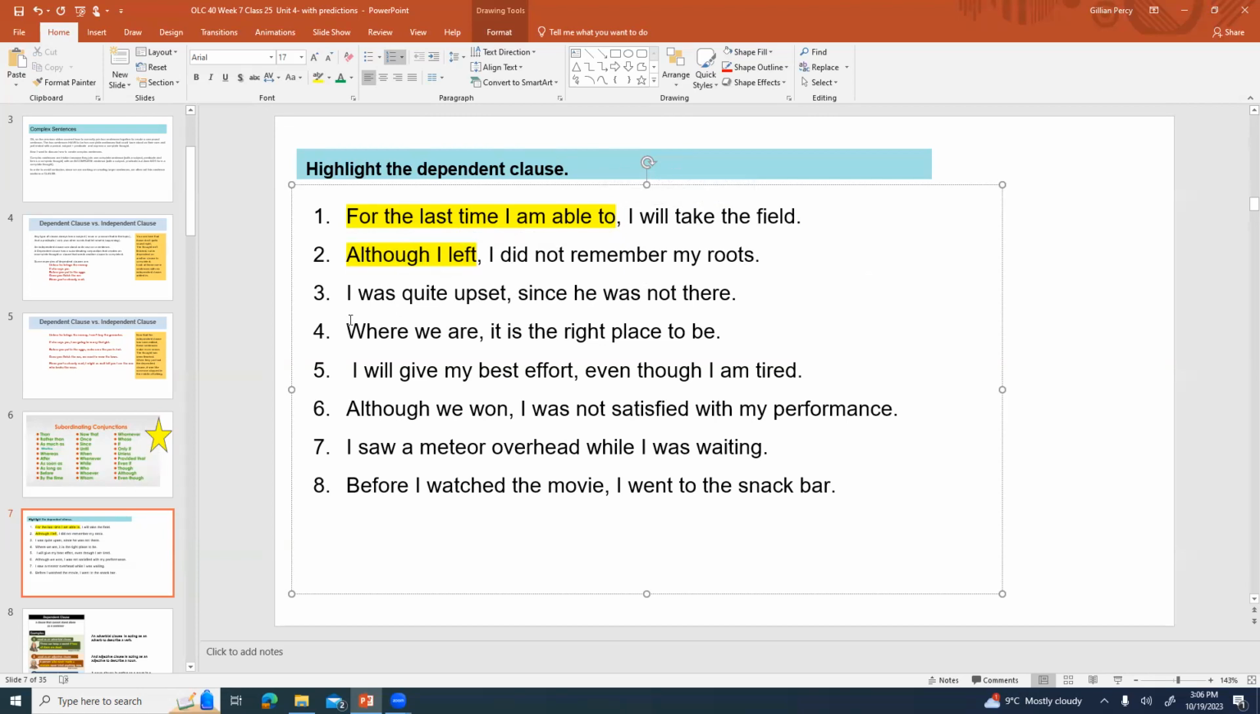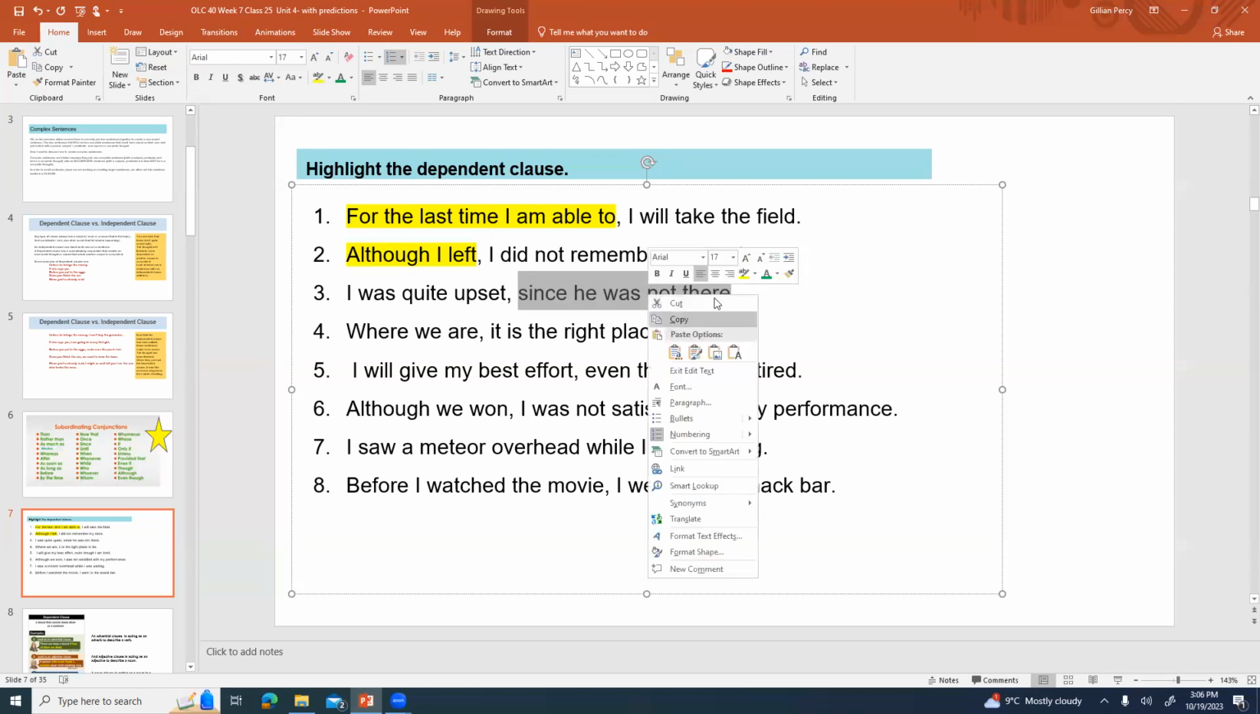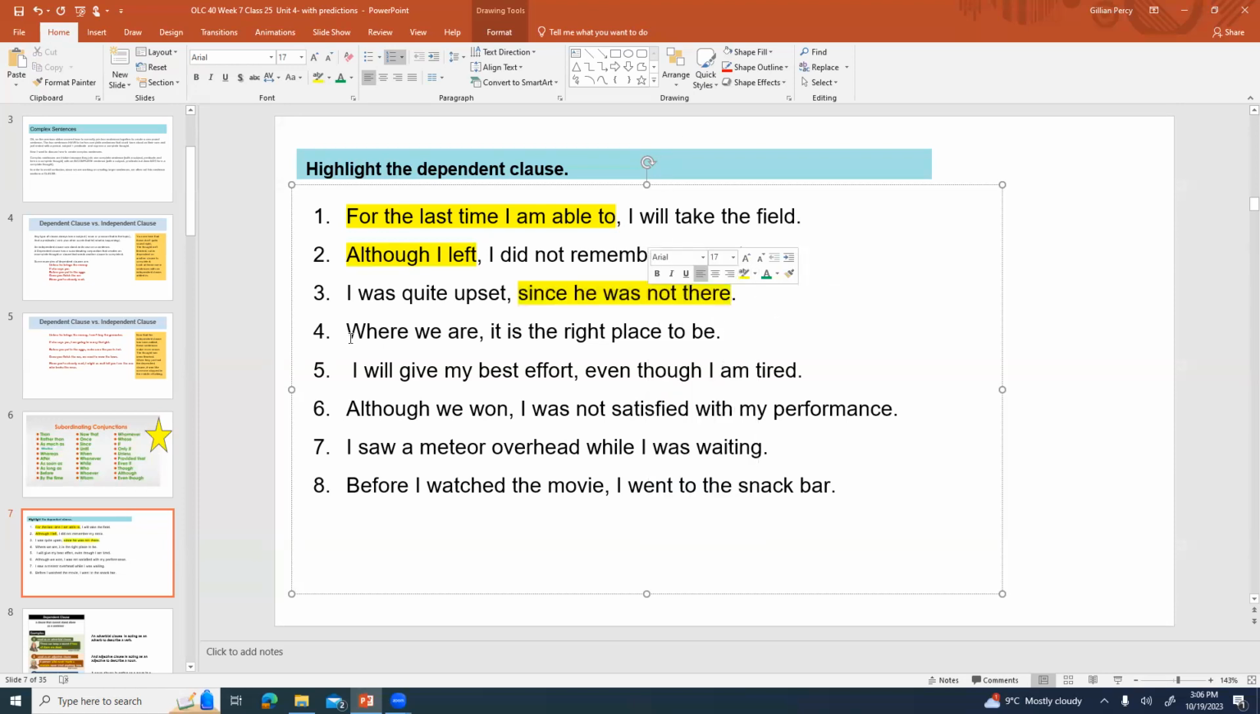It just can't. I was quite upset since he was not there. So where's the coordinating conjunction this time? It's right here in the middle, which means this section after here is our dependent clause. Where we are, it is the right place to be. This is awkwardly phrased, but this is your dependent clause.